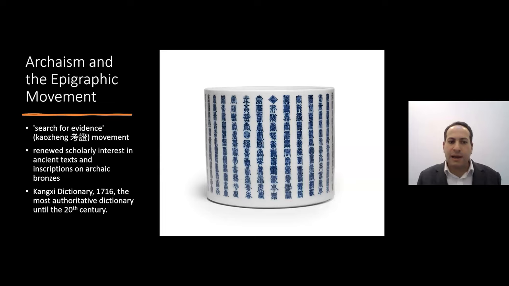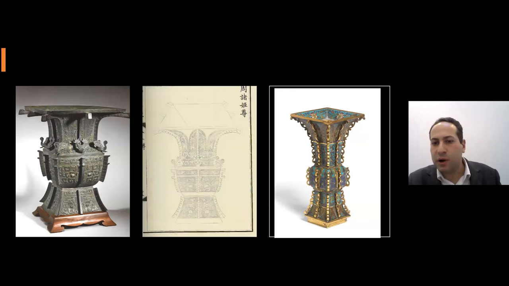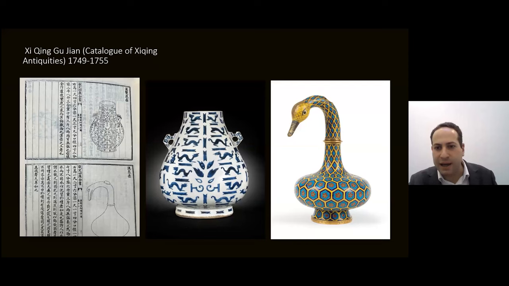Here we see a Kangxi blue and white brush pot with script in a style of calligraphy that has its origins in the ancient Warring States period. And here we see the link between ancient bronzes, the drawings, and then how they were influenced into cloisonné vessels. Again, the emperors wanted to show that they are the custodians of Han Chinese culture. And we see it time and time again in porcelain, in cloisonné, in everything.